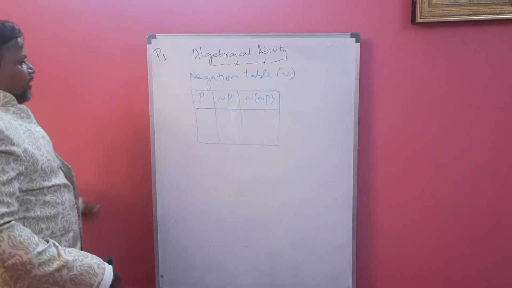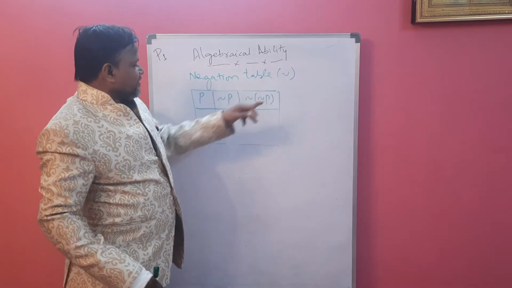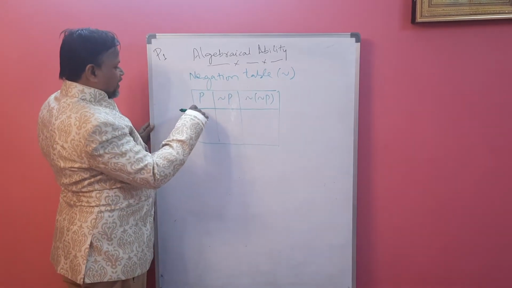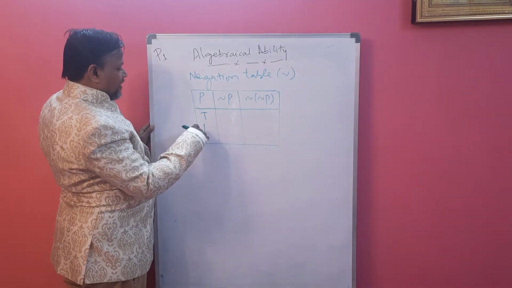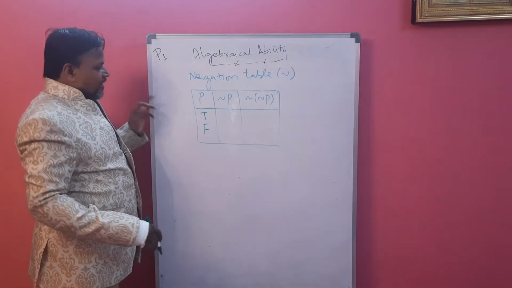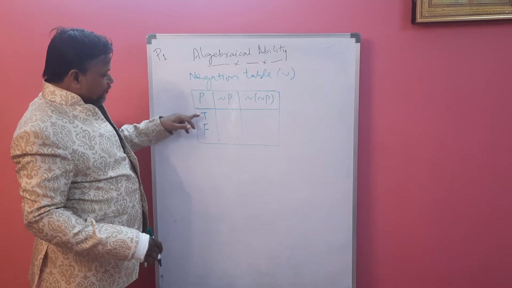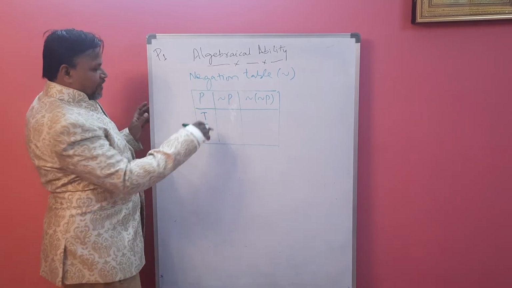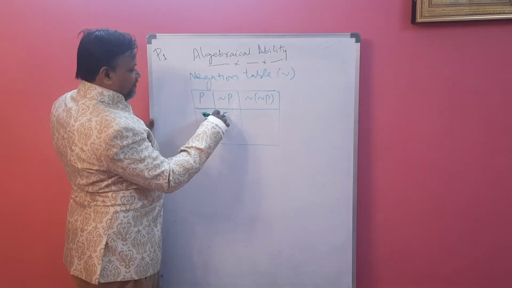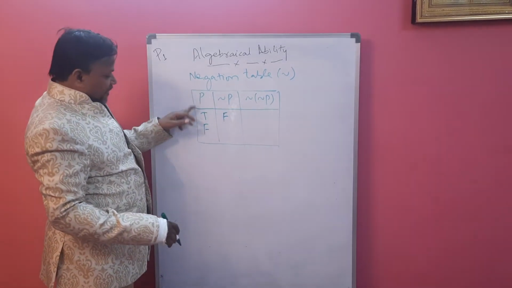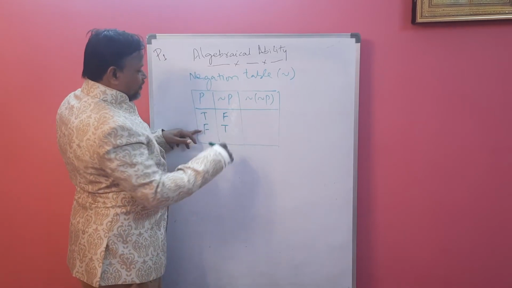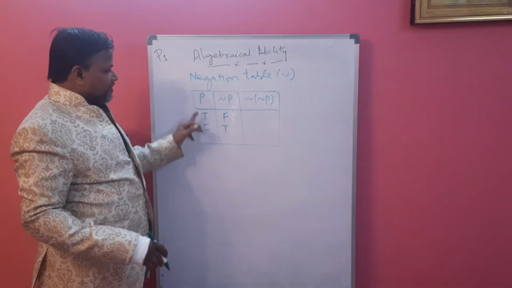Now see negation table, sign of that is this. P is only one statement. So how many possibilities are there? P can say true, P can say false. If P says true, negation of this is false. So we will get false. If P says false, then negation of that false is true. So these are opposite values.